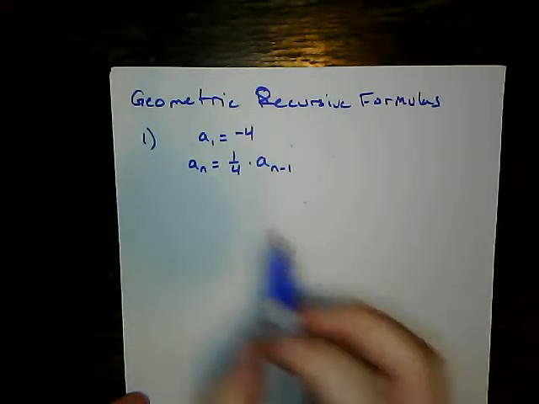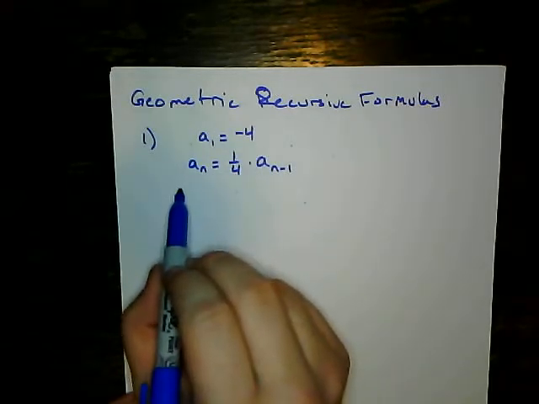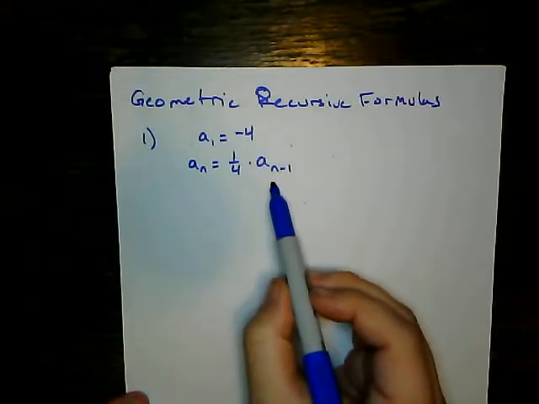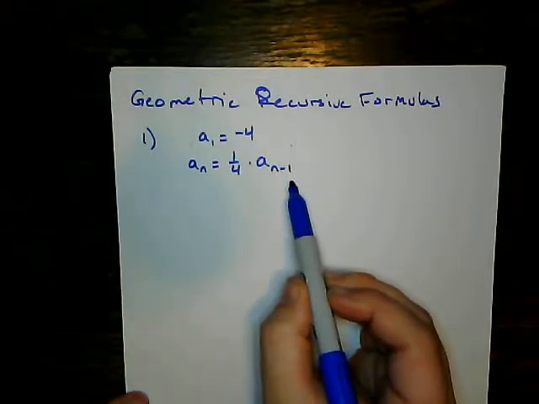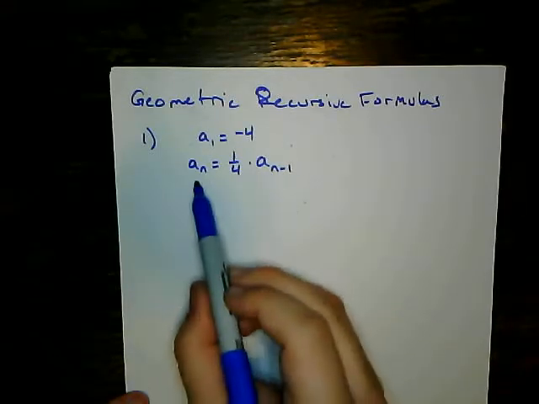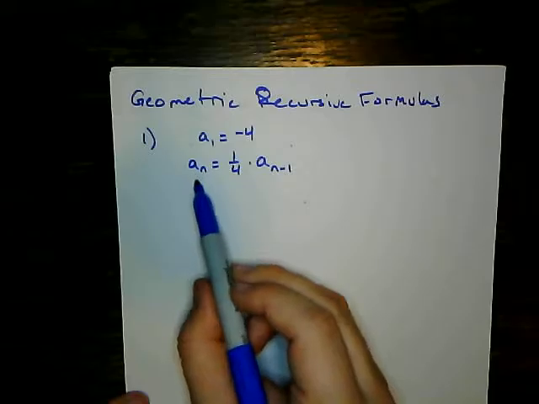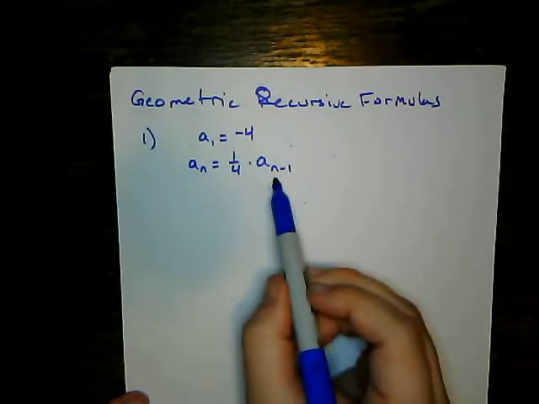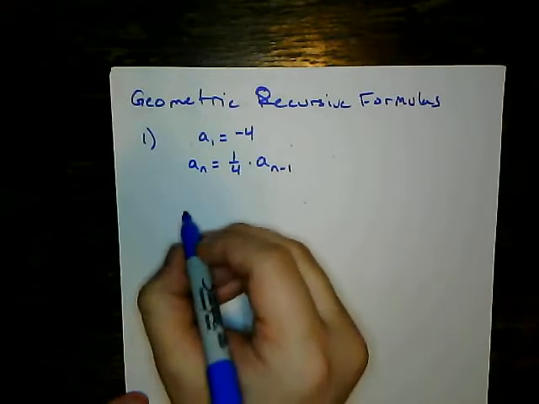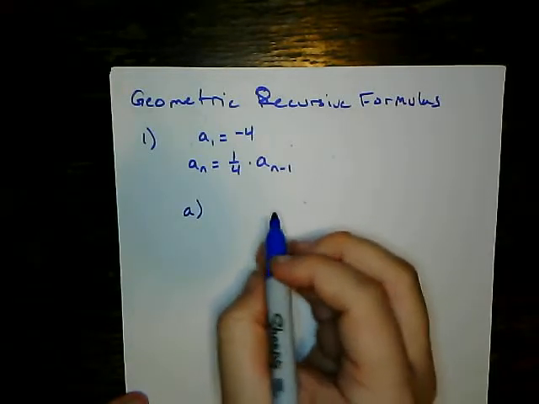So we have the equation a1 equals -4 and an equals 1/4 times a sub n minus 1. Once again, there's that notation coming up again. An minus 1 is the term that we've got right now, and we're trying to find an. So if we have n as maybe our 7th term, we have to use our 6th term to find that 7th term. We're going to write the first 5 terms of this sequence. Call that part A.